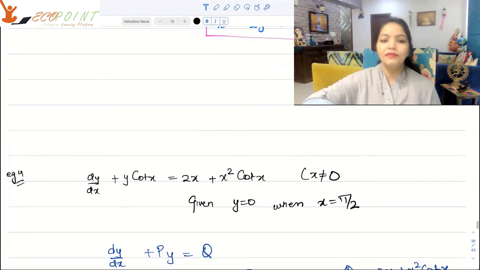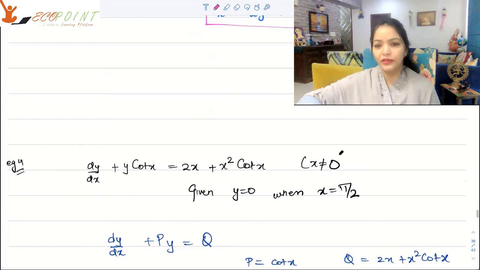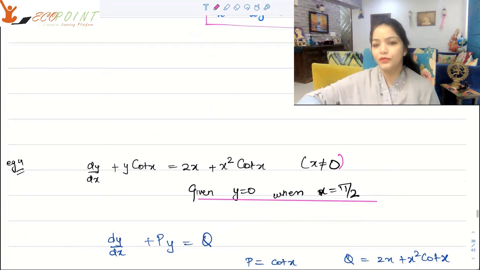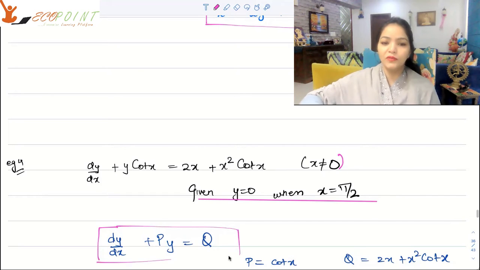Next question. dy by dx plus y times cot x equals 2x plus x square cot x. So this time I've taken some trigonometry in the question. x is not equal to 0, and you would be required to find a particular solution as well, when y equals 0 when x equals pi by 2. So let's write the equation in the form dy by dx plus Py equals Q. So P is cot x, clearly, and Q is this expression.